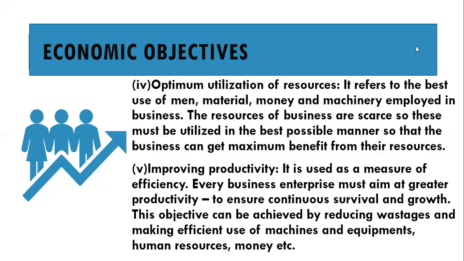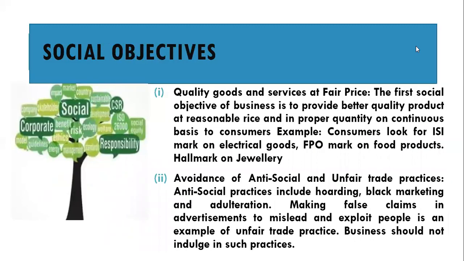The next is improving productivity. Productivity is related to efficiency here. Every business enterprise must aim to increase productivity. What does it mean? How will it be achieved? It will be achieved by reducing wastages and making efficient use of machines, equipment, and whatever resources you have. So again, this is very important. So these were the economic objectives.